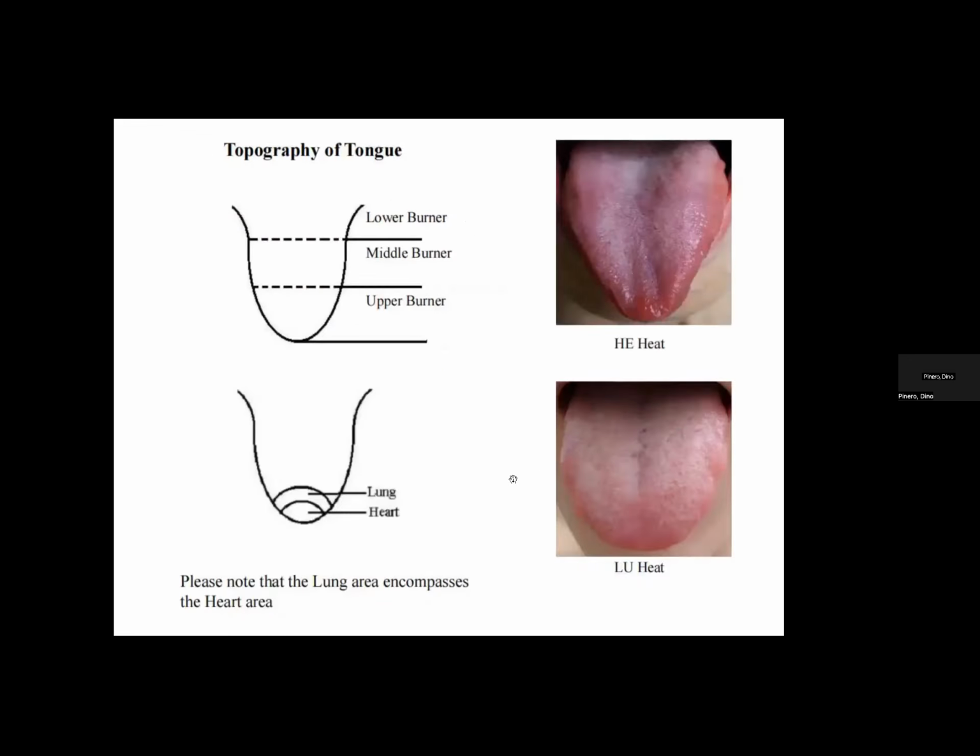Next, we have the topography of the tongue. The back of the tongue is the lower burner, the middle is the middle burner, and the front is the upper burner. At the very front, please note that the lung area encompasses the heart area. So we could observe that the lung is here in the front and the tip is the heart. Here in the picture, we have a red tip, so this indicates that there is heart heat. And in the next picture, there are red spots indicating that there is lung heat in the lung area.